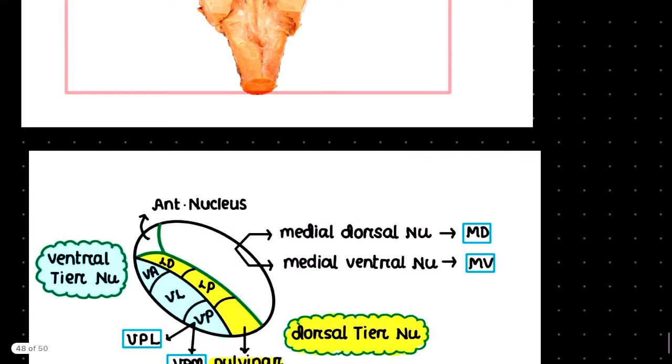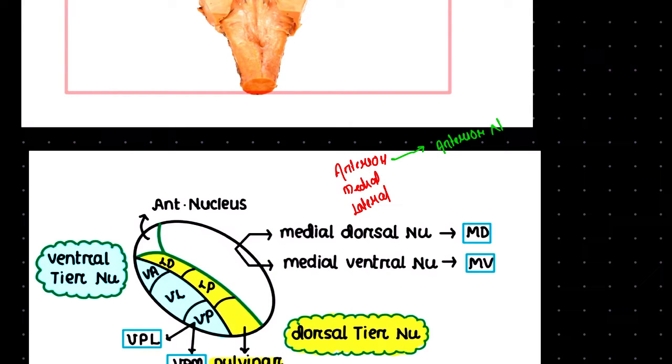Okay, now what were the 3 parts? The 3 parts were our anterior, then medial, and then lateral. Now these consist of different types of nucleus. For the anterior part, it is simple: it consists of the anterior nucleus.